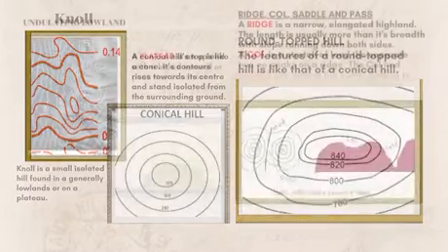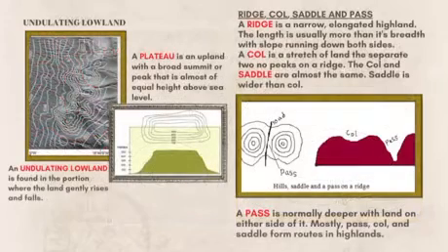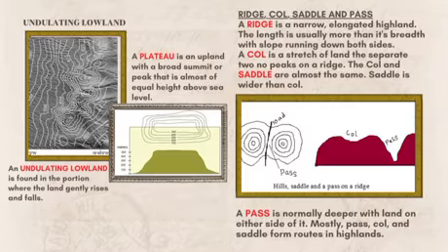The next representation is an undulating lowland. This shows the unevenness in the rising and falling of lowland, and this is indicated by a zigzag form of contour lines. A plateau is an upland that is majorly known for its broad peak and it's almost of equal height above sea level. The next is a ridge.